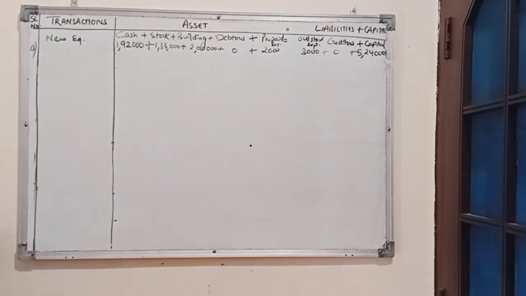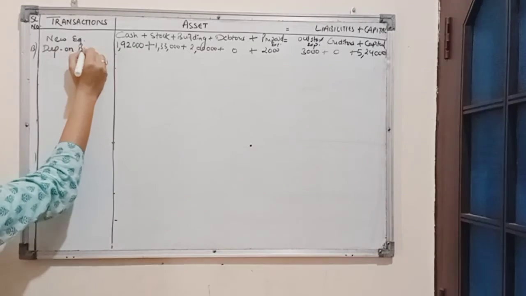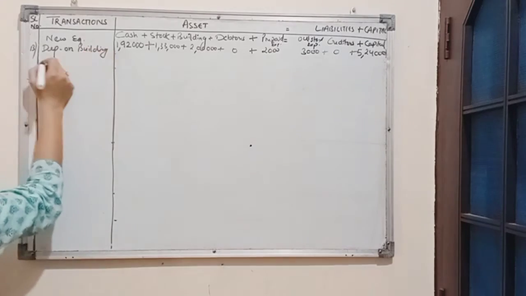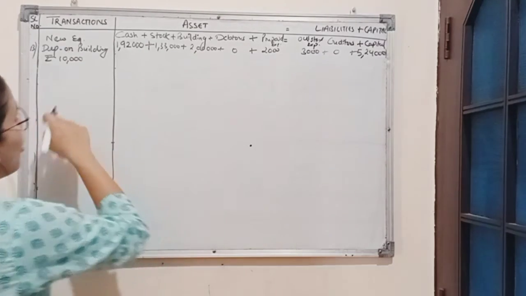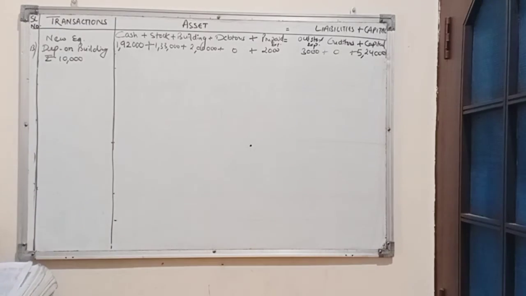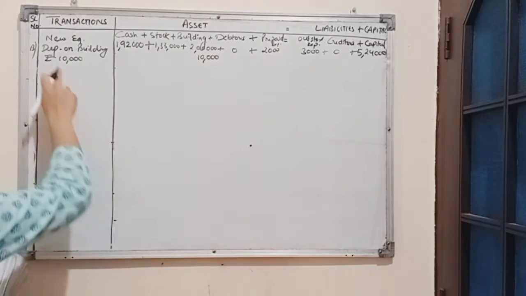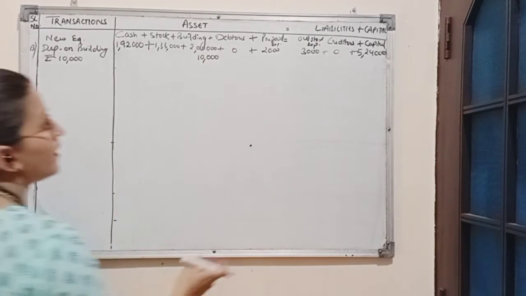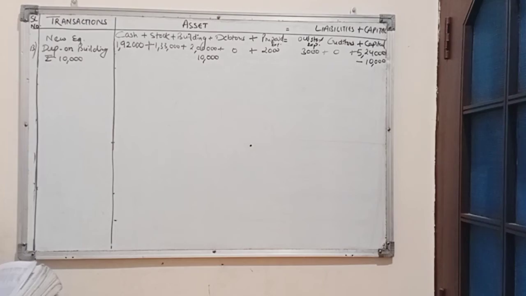Now the 13th transaction is depreciation charged on building. Depreciation on building rupees 10,000. So depreciation means reduction in the value of fixed assets because of its continuous use. So here the value of building is reduced by 10,000. So we will deduct this amount 10,000 from building column, and this 10,000 will also be deducted from capital because depreciation is considered as an expense for the firm.